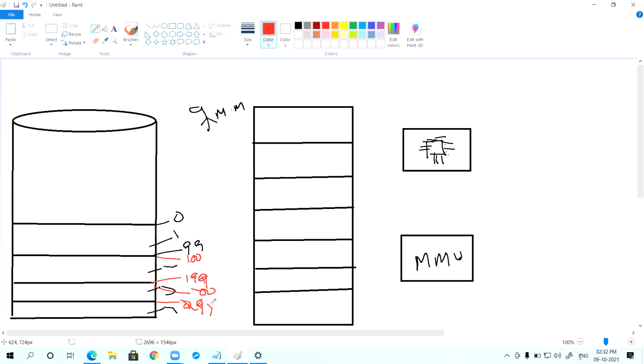Suppose each page size I considered as 100 bytes. So if each page size is 100 bytes, can I say the frame size is also 100 bytes? Will you agree the frame size is also 100 bytes?